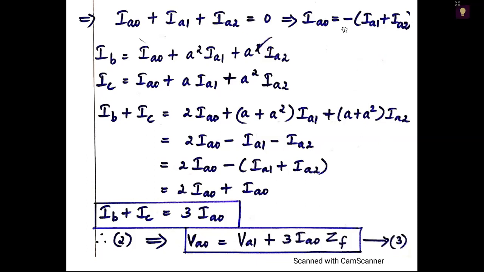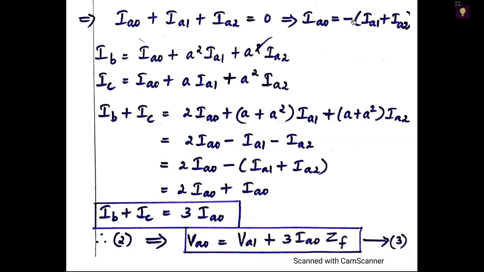But already we have seen IA naught is equal to minus of IA1 plus IA2. So substitute minus of IA1 plus IA2 as IA naught. So IB plus IC is equal to 3 IA naught.